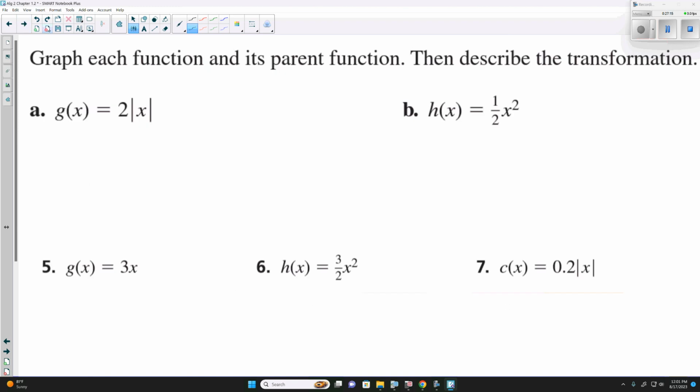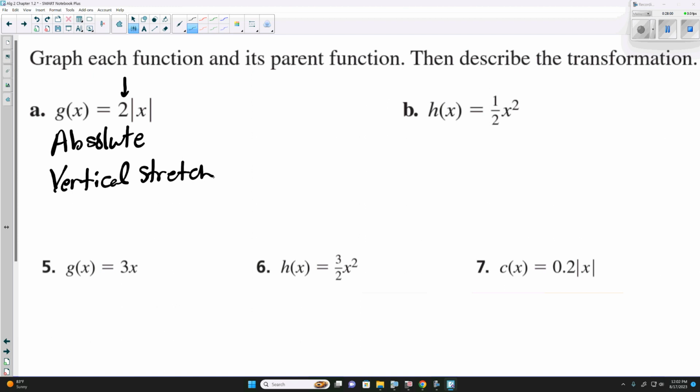Let's look at these here. So the first one we have g of x equals 2 times the absolute value of x. Well, this would be what? Absolute. Now the number in front is a 2, yes? The 2 is taking the place of a, because that's where a is in the general form of absolute value, which means we have a vertical stretch or a vertical shrink. Now which one would it be? Stretch, because the value of a is greater than 1.